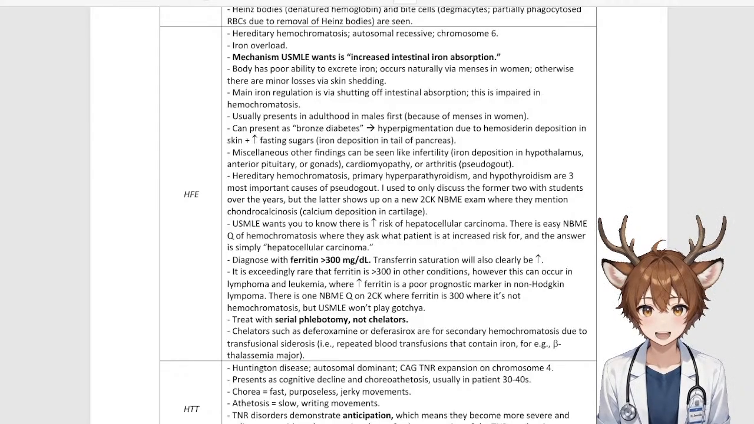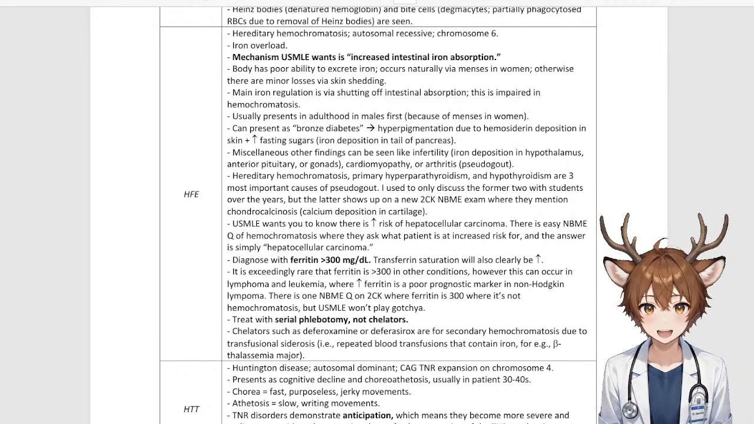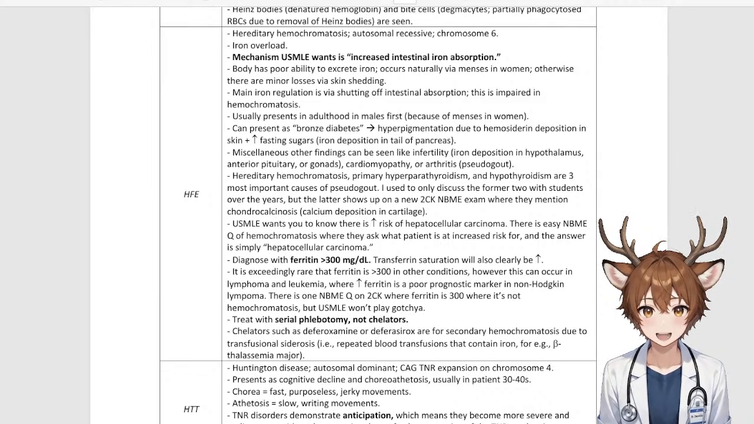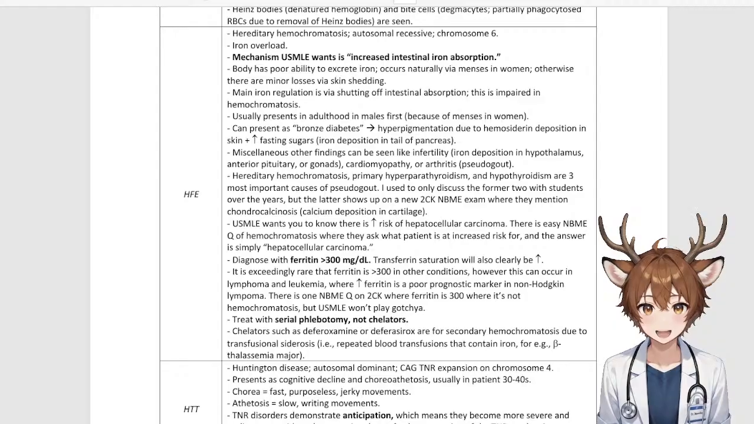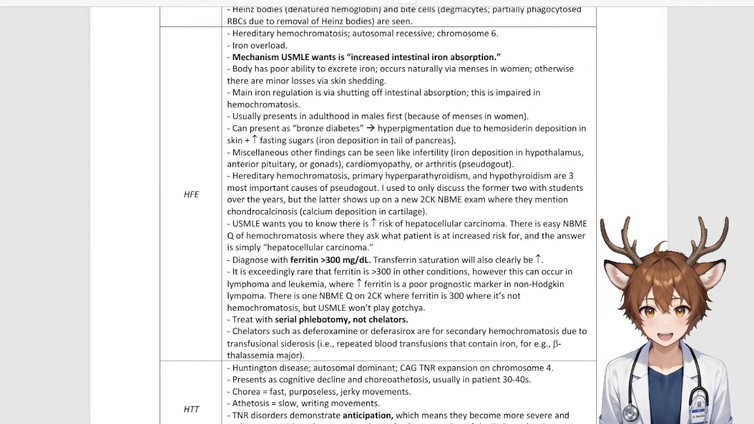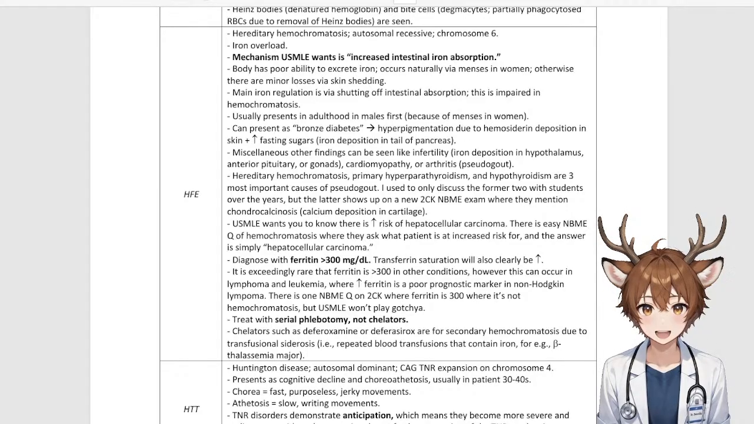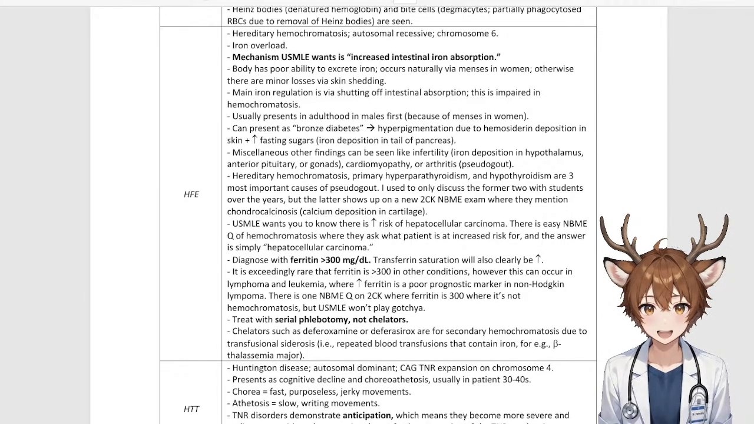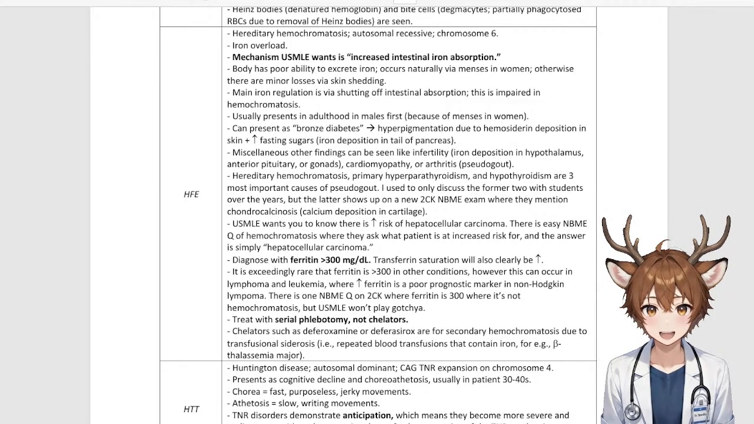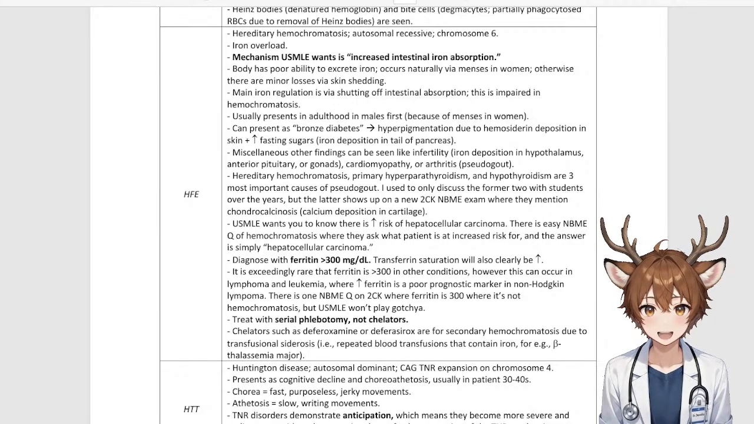HFE. Hereditary hemochromatosis, autosomal recessive, chromosome 6. Iron overload. The mechanism USMLE wants is increased intestinal iron absorption. The body has poor ability to excrete iron, which occurs naturally via menses in women, otherwise there are minor losses via skin shedding. Main iron regulation is via shutting off intestinal absorption. This is impaired in hemochromatosis. Usually presents in adulthood in males first, because of menses in women.